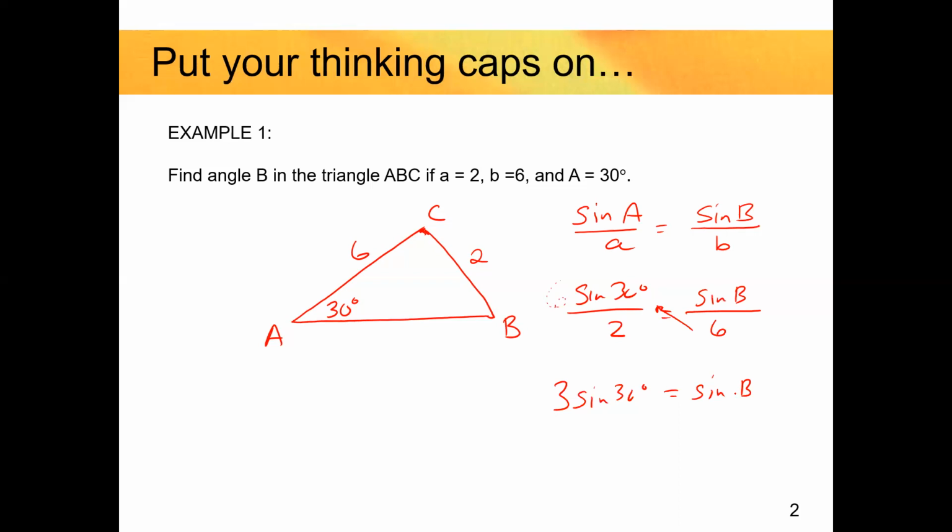Sine of 30 degrees is 1/2. Yeah, just 3 times 1/2, right? Which is what, 1.5? Okay, and then it's equal to sine B. So therefore, it's going to be sine inverse of 1.5 gives you B. Correct? Uh-oh. I got no.